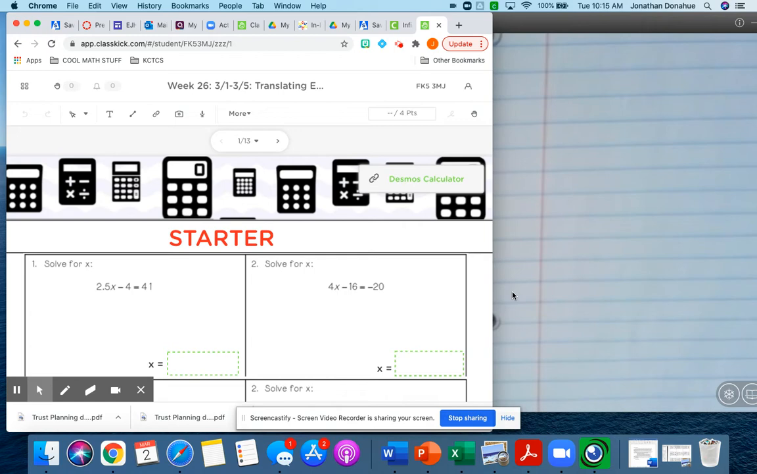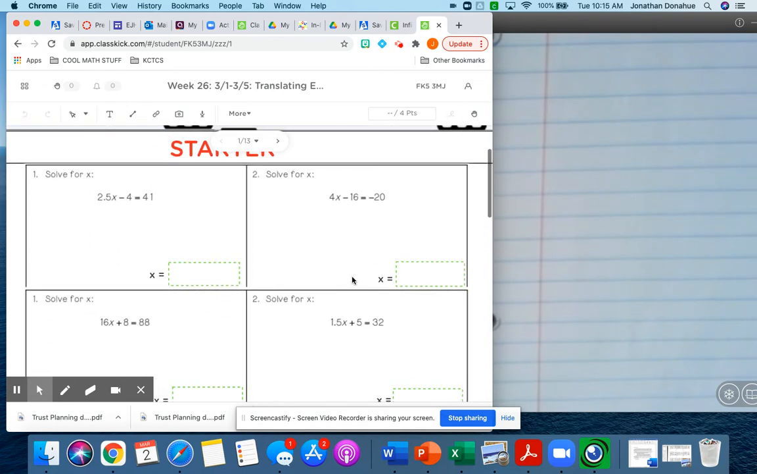We are going to knock out these four starters and then talk about translating equations. Guys, we talked about translating expressions in the previous unit, but today we're going to be translating equations, which has the same skill set, just a step further than where we left off. So let's go ahead and start by solving all four of these real quick.